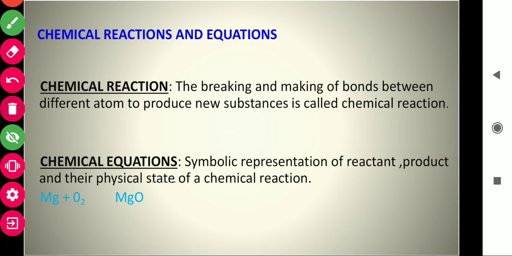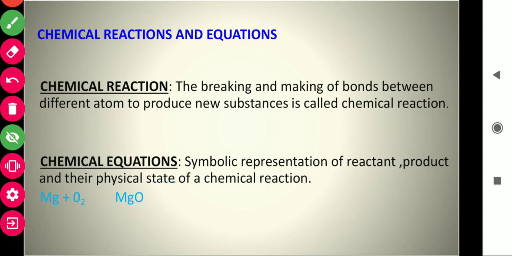Let's take one more example. Magnesium ribbon, Mg, plus O2 gives MgO. Here Mg is solid, so we will write S in brackets, O2 is a gas and MgO is a solid substance. It means when we write a chemical equation, we write the symbols with the physical state.